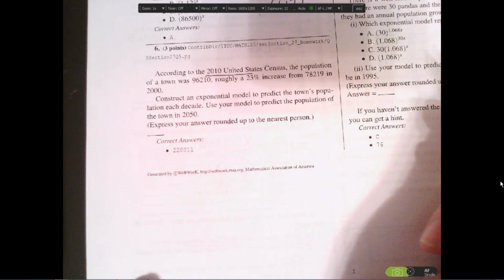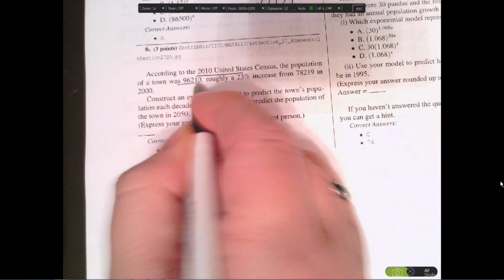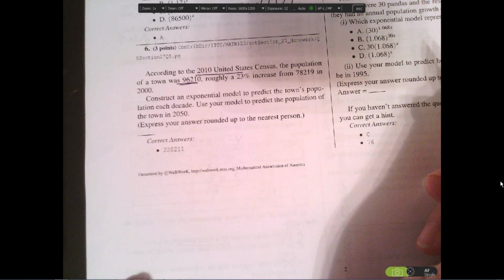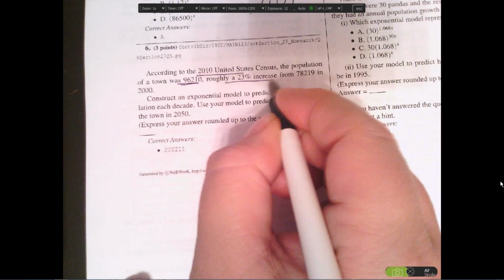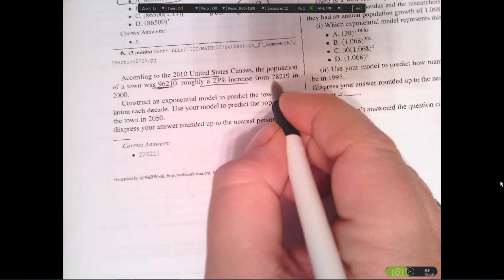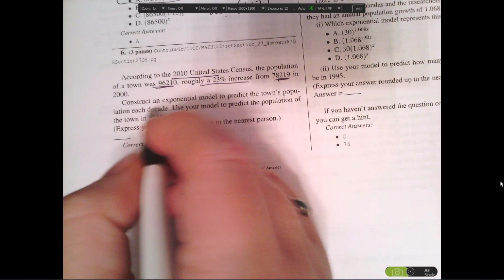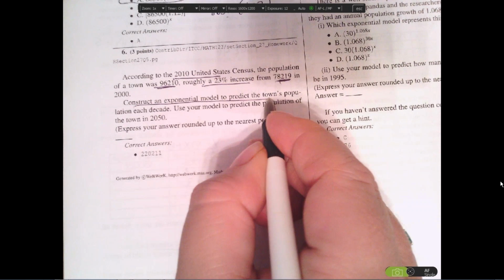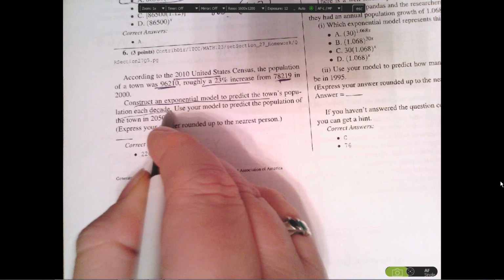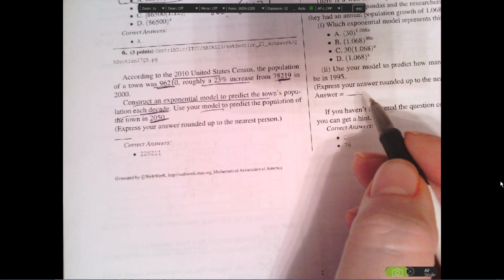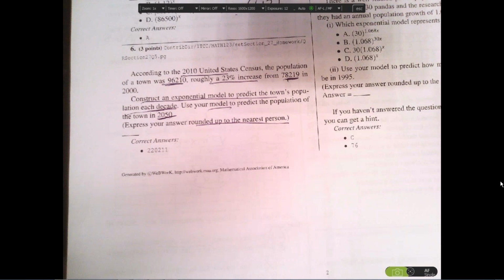Okay. 6. According to the 2010 census, the population was 96,210, a 23% increase from the 78,219 in 2000. Construct an exponential model to predict the town's population each decade. Use the model to predict it in 2050. Round it up to the nearest person. This was the one the instructor had the problem with.